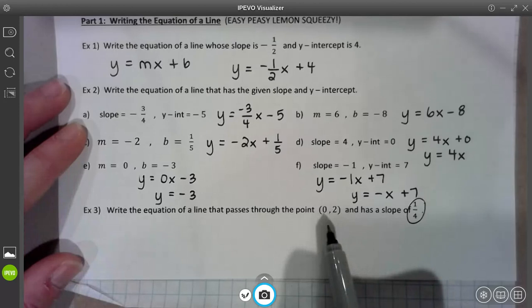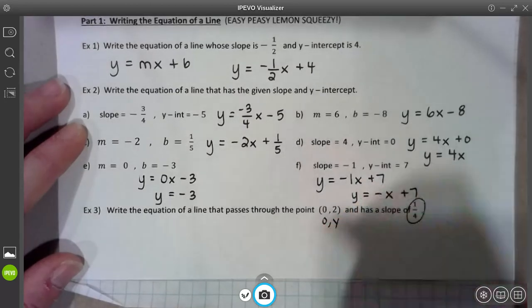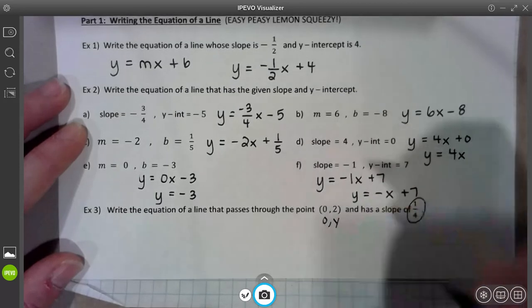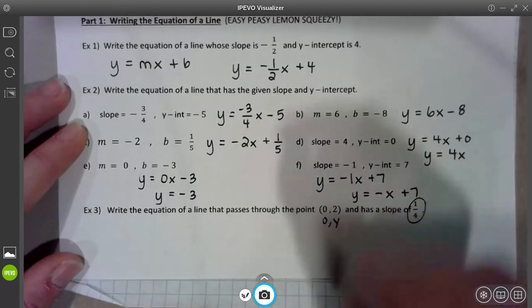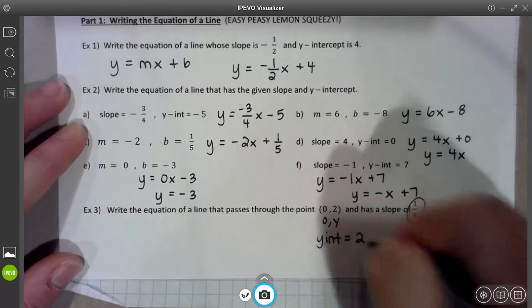And you're like, oh man, they gave me a point, not the y-intercept. Does everybody see this? The x coordinate is 0, and it has a y coordinate. If the x coordinate is 0, that is the y-intercept. So they are telling you, without point blank saying it, that the y-intercept, the b, is 2.